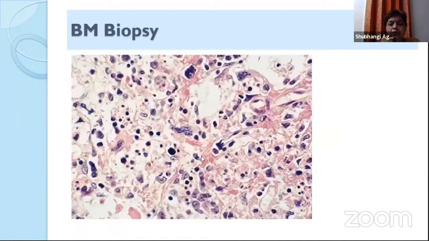And this is the bone marrow biopsy which was carried out. You have these clusters of histiocytic cells here in the bone marrow. But in the background, in the stroma, you can see this eosinophilic material, which is a fibrinoid necrosis of the stroma, which is characteristically seen in HLH. So this is one more feature which is favoring HLH over Rosai-Dorfman disease.